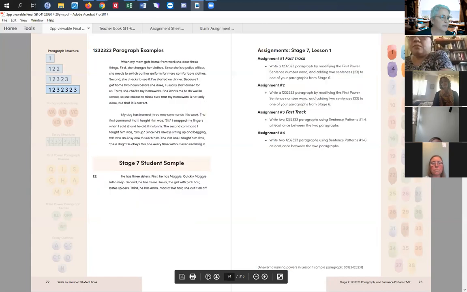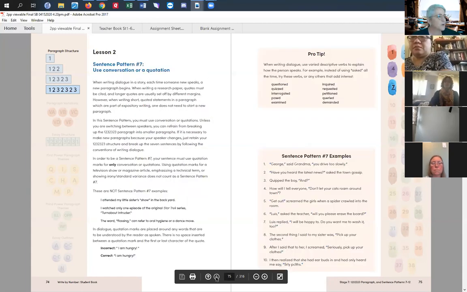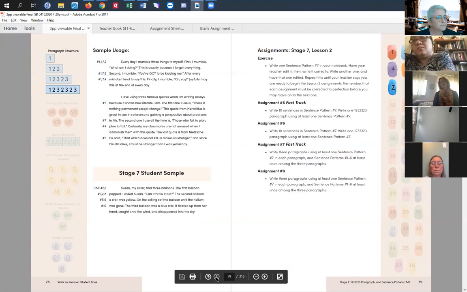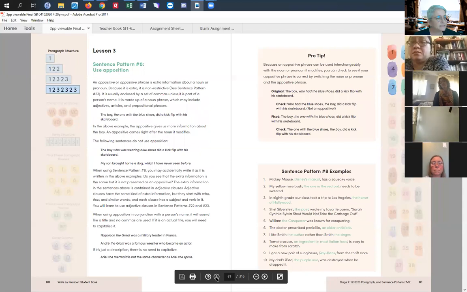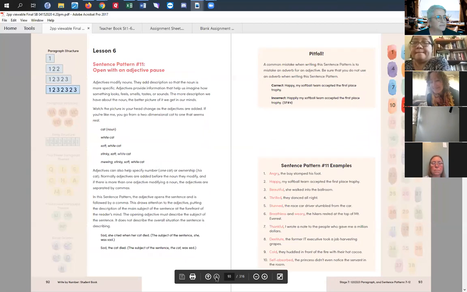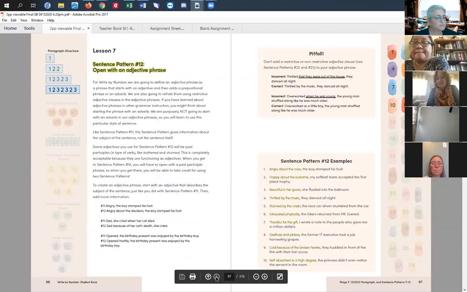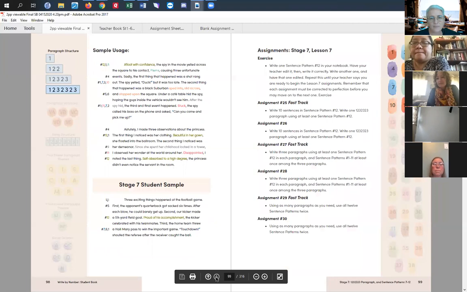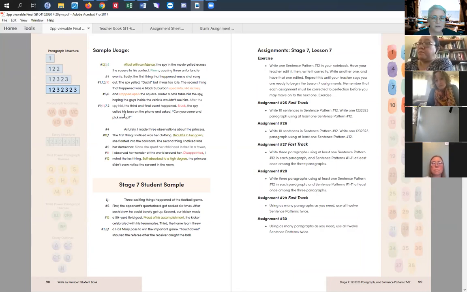All right, let me back up a little bit because I got ahead of myself. Okay, so we're at 1, 2, 3, 2, 3, 2, 3. We're adding sentence patterns 7, 8, 9, 10, 11, and 12. And the grammar is getting more complicated as we go because they're getting older, and you'll notice these paragraphs are getting bigger. Do you see the size of this paragraph? We've gone from 3 sentences to 5 sentences. Now we're up to a 7-sentence paragraph.